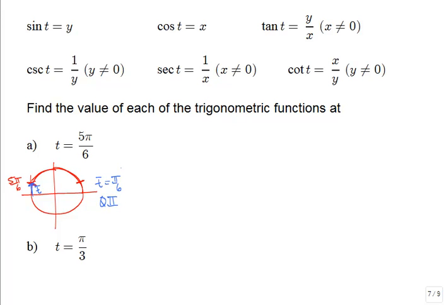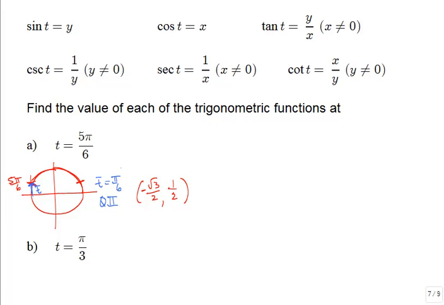So what would be the terminal point associated with a pi over 6 angle that's in quadrant 2? Well, pi over 6's always have root 3 over 2 coming first, then the 1/2, and in quadrant 2 the x is negative and the y is positive. So this is all stuff we've already done. Now let's add in our new stuff.